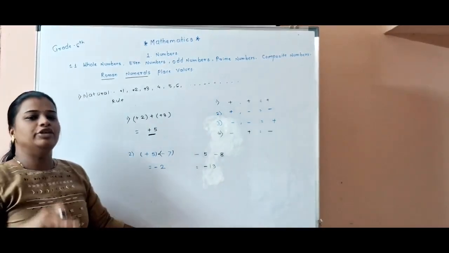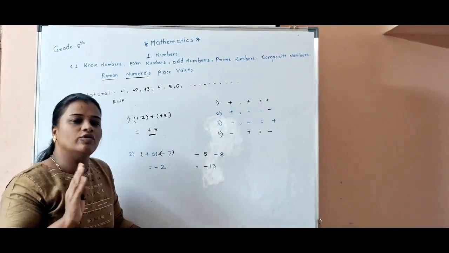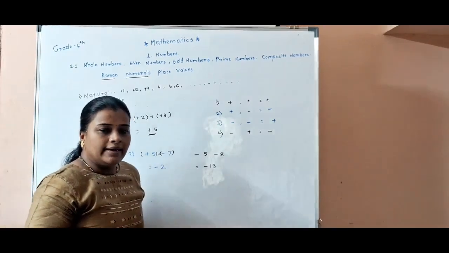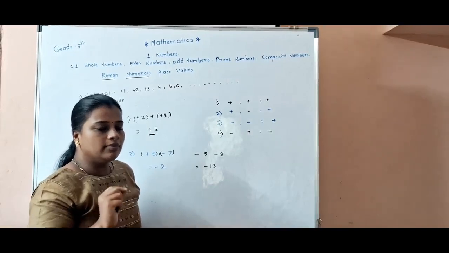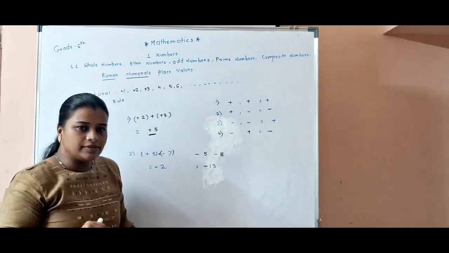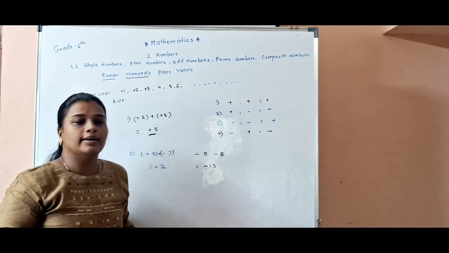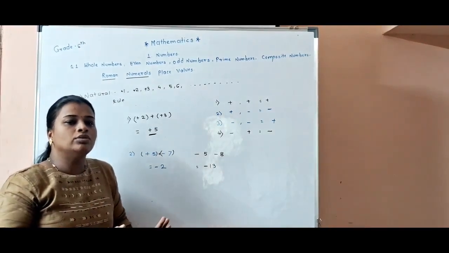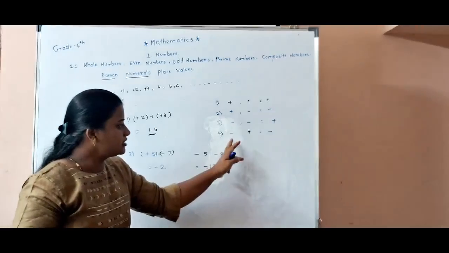In case of addition, in case of subtraction, you are supposed to give the sign of the bigger number. No need to give the sign of the bigger number in case of multiplication. Please remember this rule. When you are going to add, when you are going to do subtraction, you are supposed to give the sign of the bigger number, but in case of multiplication there is no need to give the sign of the bigger number. Okay, let us see this example.